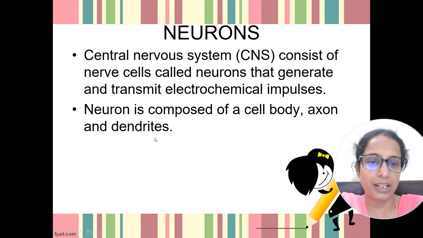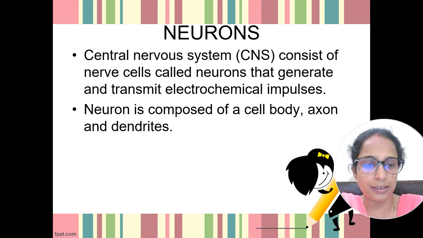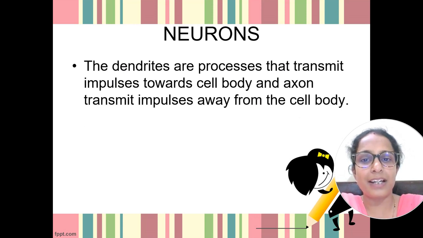जैसे हमने picture में देखा, एक side क्या है? Axon terminal है, दूसरी side क्या है? Dendrites है. So that is one end. Next is the second end. So the dendrites are processes that transmit impulses towards the cell body. अब dendrites का काम क्या है? That they will transmit the impulses towards the cell body.